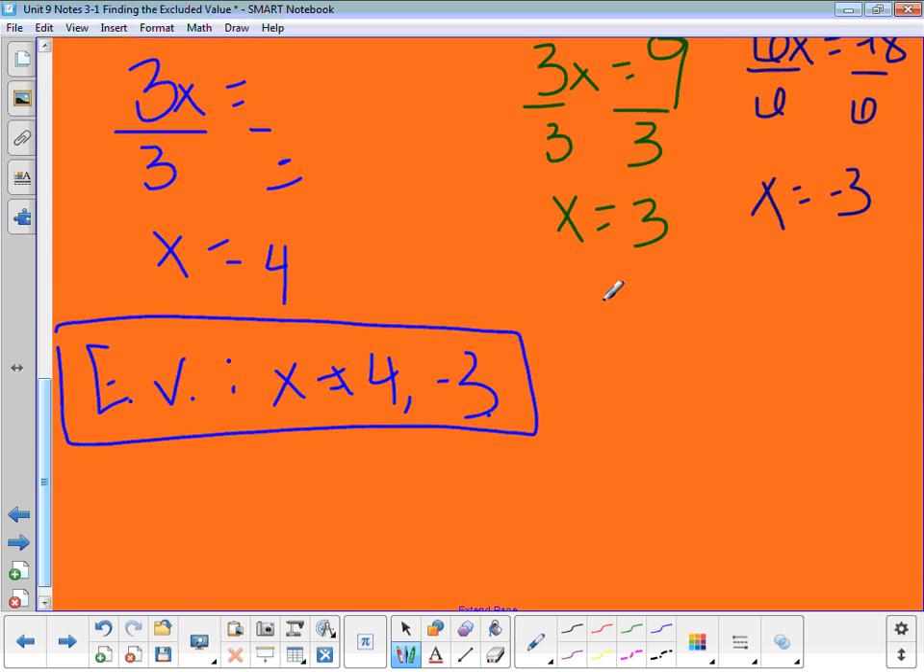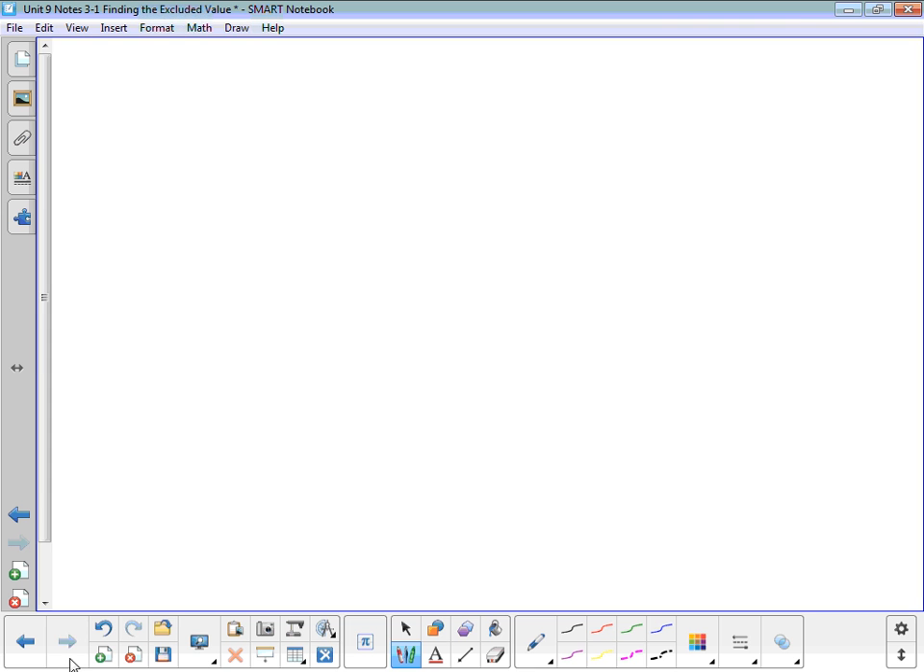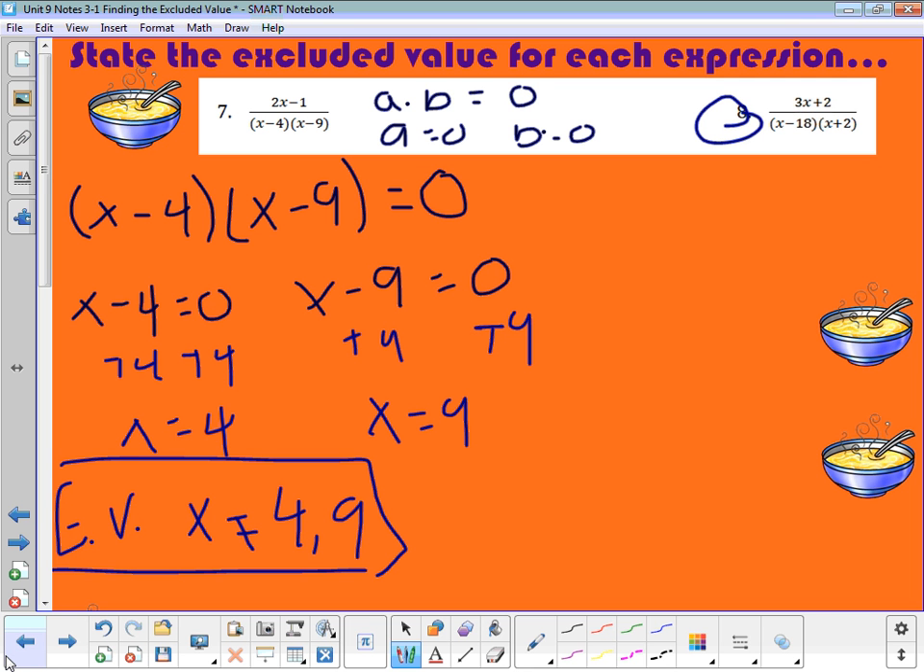So again, I want to write out and state what my excluded values are. My excluded values are that x cannot be 3 or negative 3, because both of those would make the denominator 0. If you don't believe me, go ahead and plug it in yourself. See if it works. Okay, let's go ahead and try number 11.